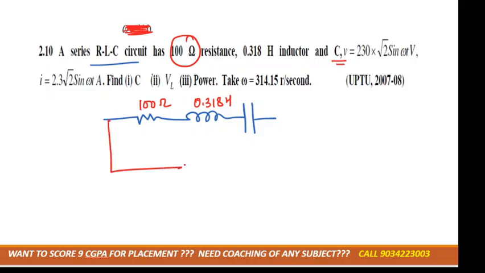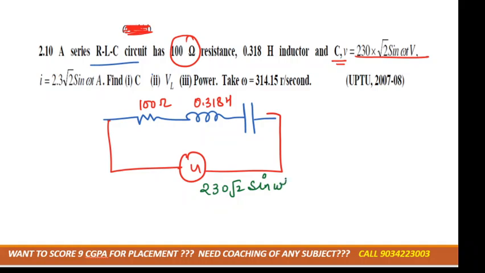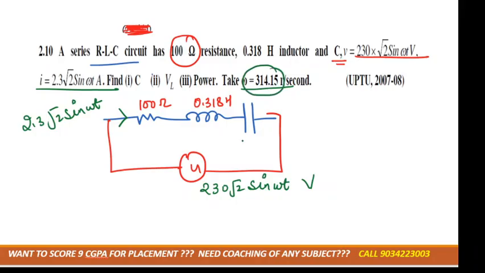But they have mentioned the voltage value, but in the form of equation. How much is the value of voltage? That is 230 root 2 sine of omega t volts, right? And they have mentioned current also. Current is how much? 2.3 root 2 sine of omega t. Omega also they have mentioned, that is 314.15.